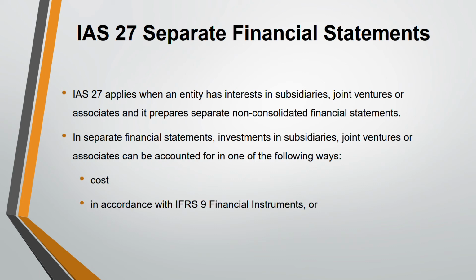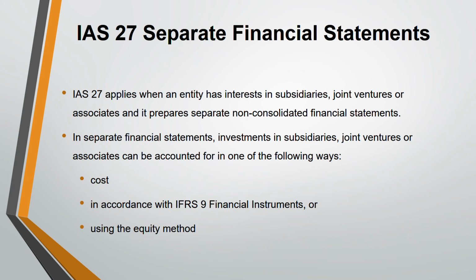Next, in accordance with IFRS 9 financial instruments. If it's for financial instruments, we are using the rules of IFRS 9, because investment in another entity comes under IFRS 9 only. Or using the equity method. So for a joint venture or associate, it could be the equity method. But if you're having an interest in another entity which is less than 20%, then you have to use IFRS 9 financial instruments rules only.